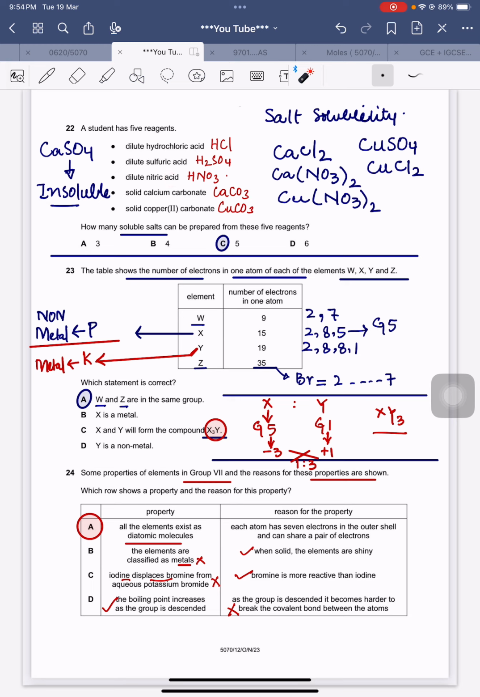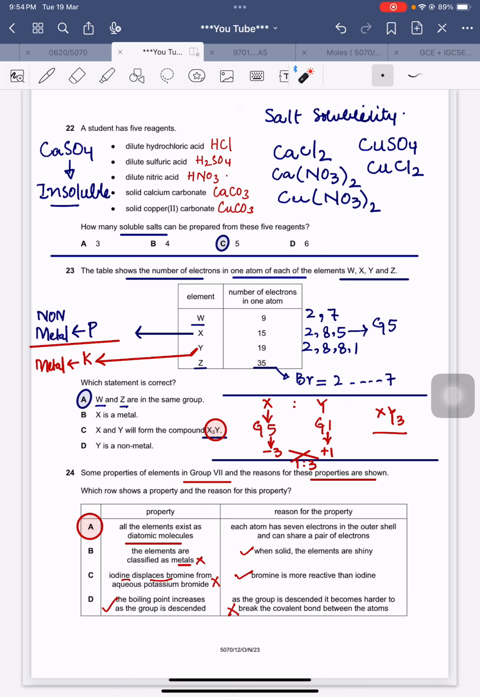All nitrates are soluble without any exception. All salts of group number 1 are soluble without any exception. All salts of the ammonium family are soluble without any exception. All chlorides are soluble except lead, silver and mercury. All sulfates are soluble except lead, barium and calcium. So this is the salt solubility. All acids are soluble without any exception. Acid is not under the category of salts, but we should know the solubility of the acids as well.